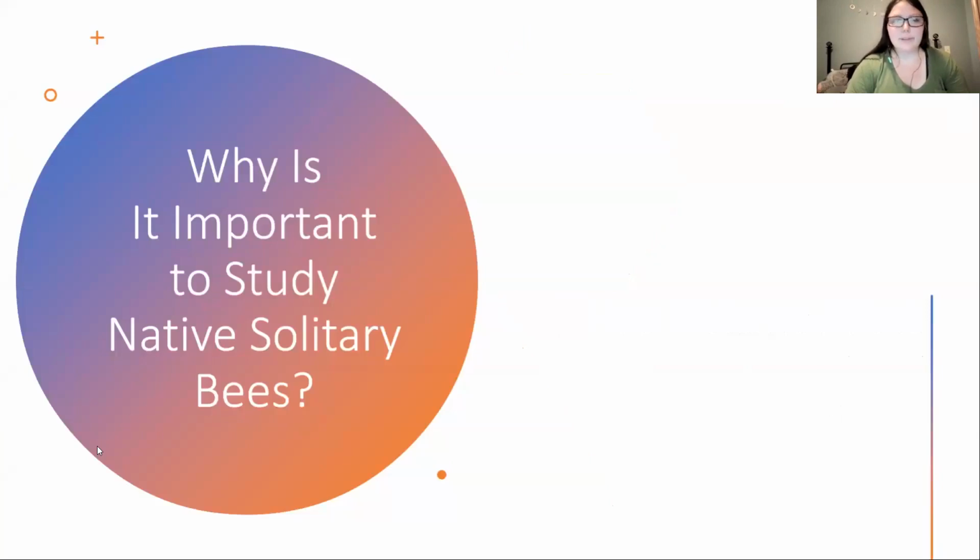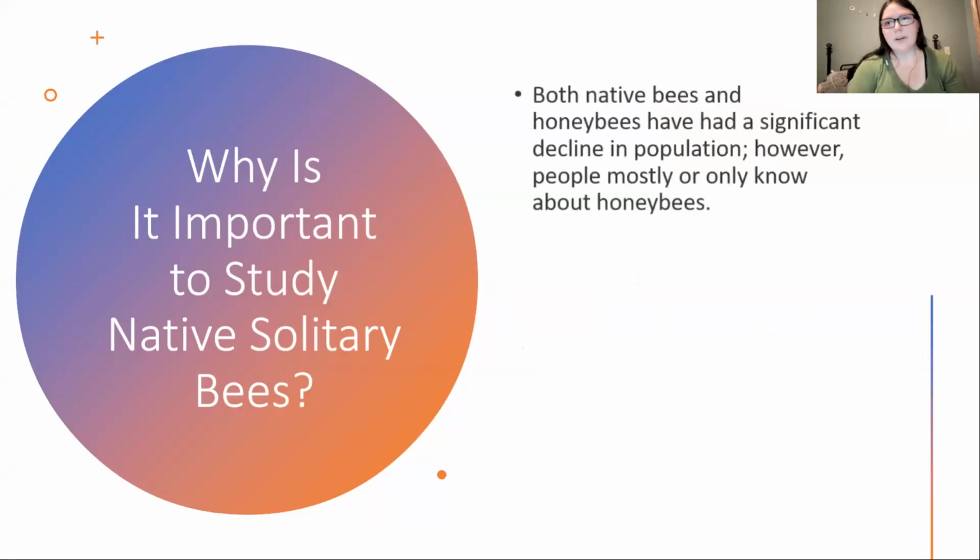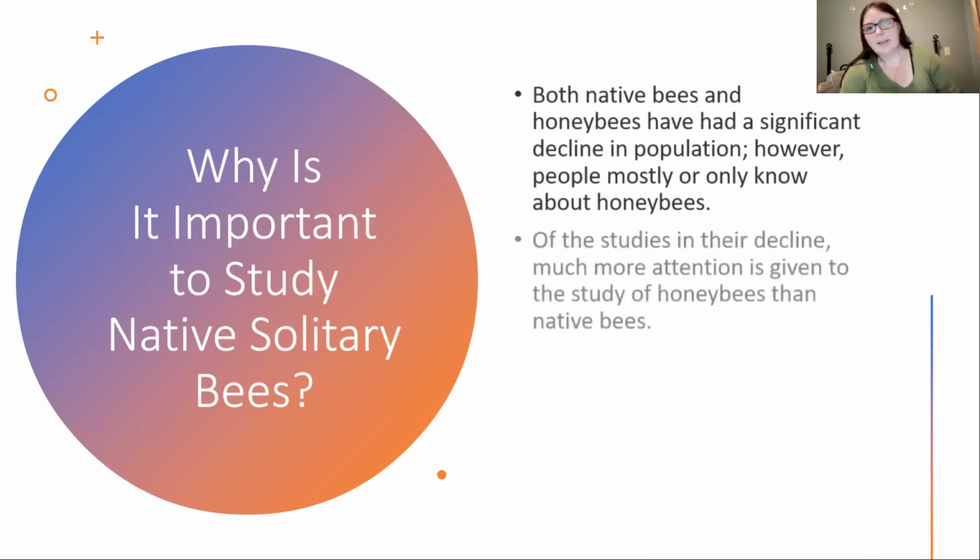So why is it important to study native solitary bees? Both honeybees and native bees have seen a significant decline in population. However, people mostly or only know about honeybees. Could be because we only see honeybees in the media, or because honeybees produce a product. Of the studies of their decline, much more attention is given to the study of honeybees than native bees. Again, this could be because honeybees produce a product.